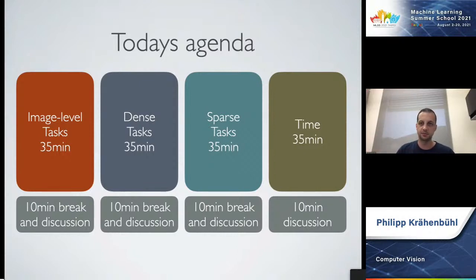And the bins that we're going to look at today are going to be image-level tasks, which is giving you one answer for each image that you're looking at. That might be classification. It might be telling what time that picture was taken. It might be telling where the picture was taken. Then we're going to look at dense tasks, which are tasks that really zoom in to every single pixel and try to figure out what the individual points or pixels in an image, or regions in the image, are doing.